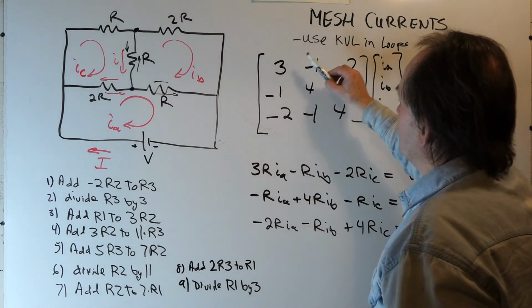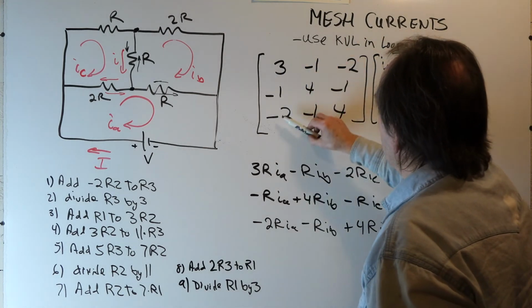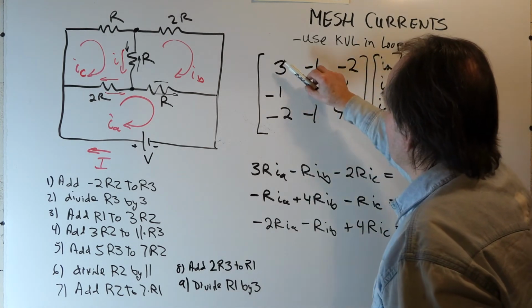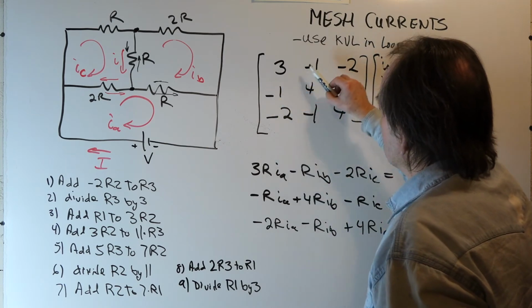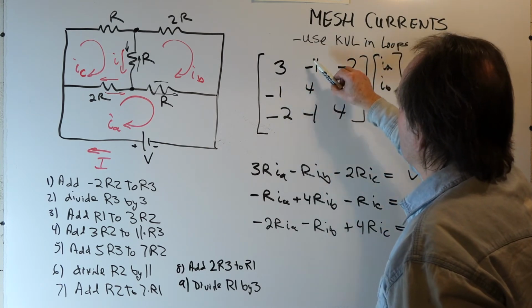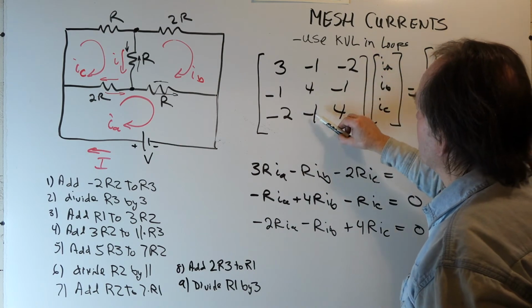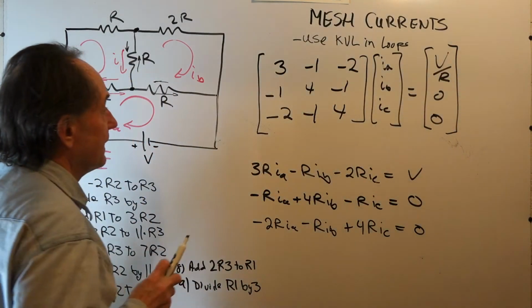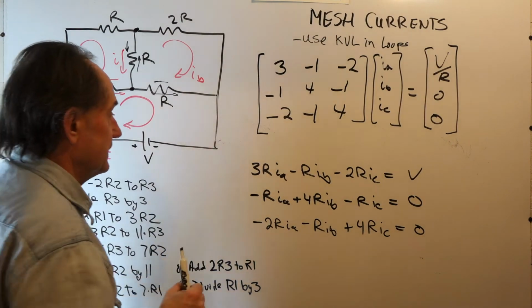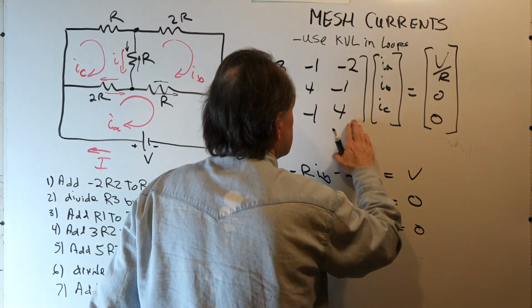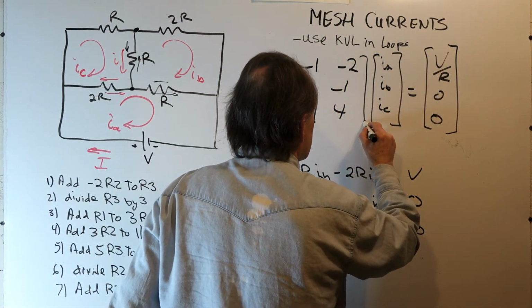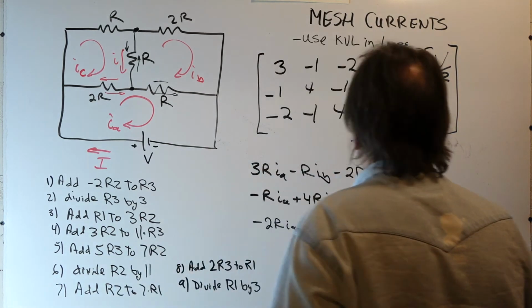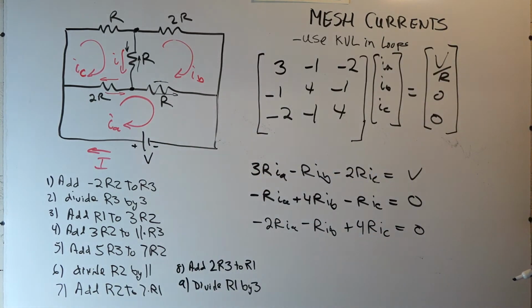And the off diagonals are symmetric. If you've done everything correctly, this matrix needs to be symmetric. Minus 1, minus 1, minus 2, minus 2, minus 1, minus 1. When you don't have any dependent sources in the network, this is always the case when you follow this procedure. So it's a good, easy check on yourself to make sure that you've done everything correctly.